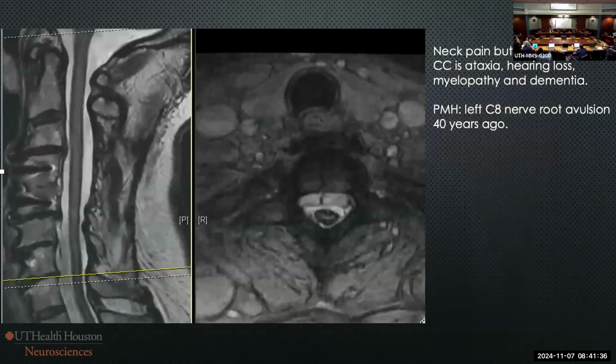This is a case of Carl's. A patient had neck pain, but his real big complaint was ataxia, hearing loss, myelopathy, and dementia. He'd had a left C8 nerve root avulsion 40 years ago. I'm showing you this case to show you on the sagittal T2, what we're looking for is this thin line of dura with CSF in front of it. That is evidence of epidural CSF.